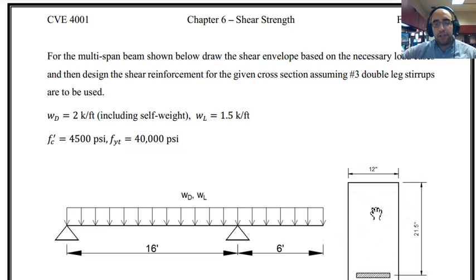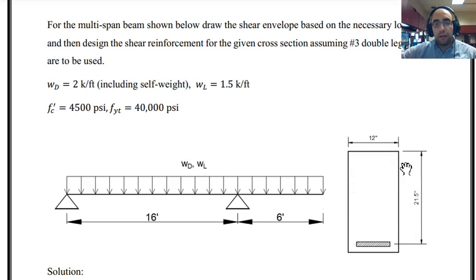You can see the cross section, the geometry is given, and of course some information is not given about this cross section like AS, but the information that we need for finding the shear strength are all mentioned in this cross section. The other thing that we can see in the problem is the configuration and geometry of the beam.